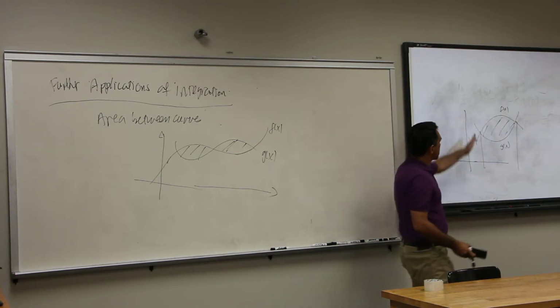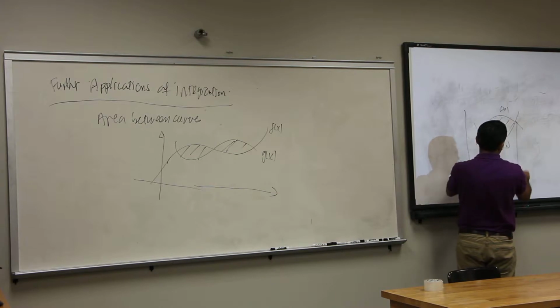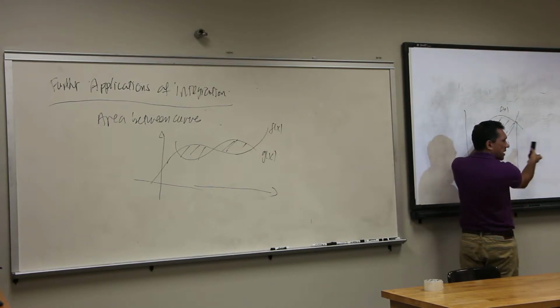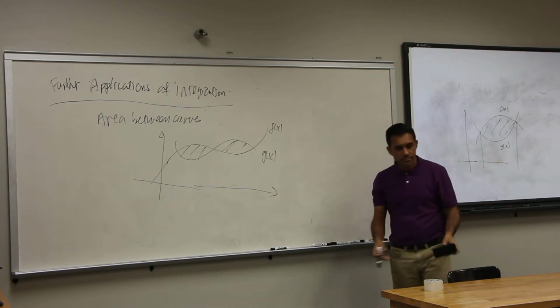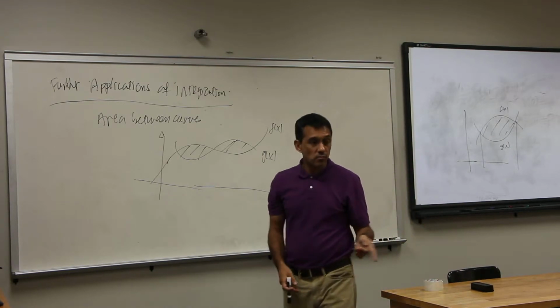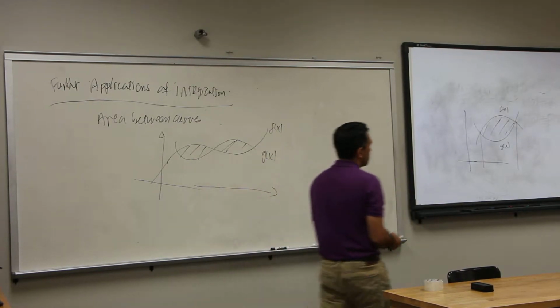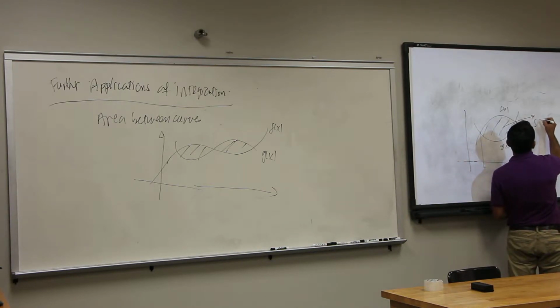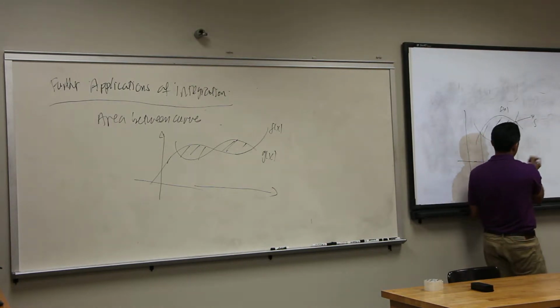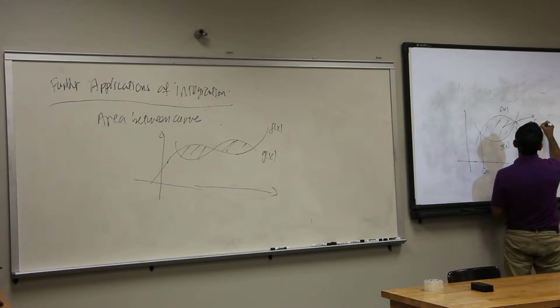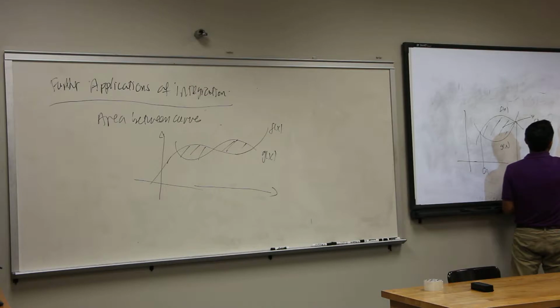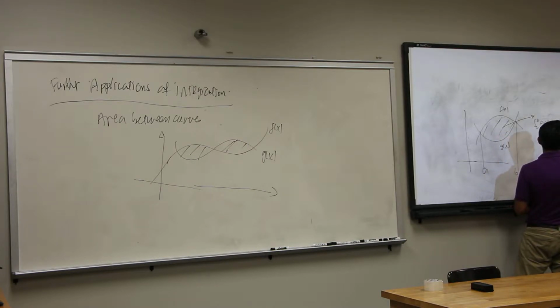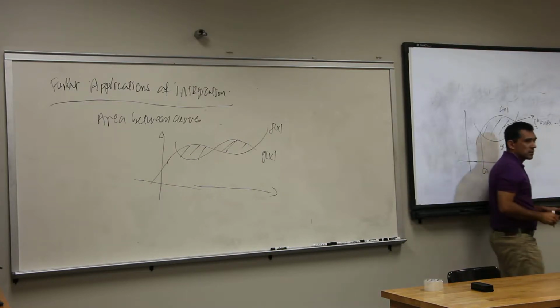So same thing here. You take the area under the top one, take the area under the bottom one, and subtract. That is to say, let's say this was A, and this was B. The area from A to B of f of x, the area from A to B of g of x, and subtract.